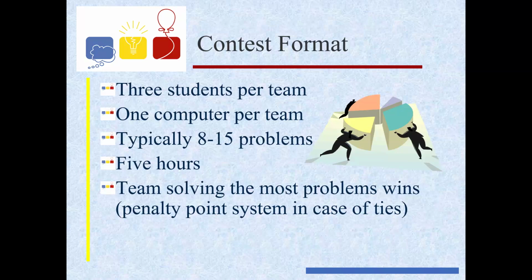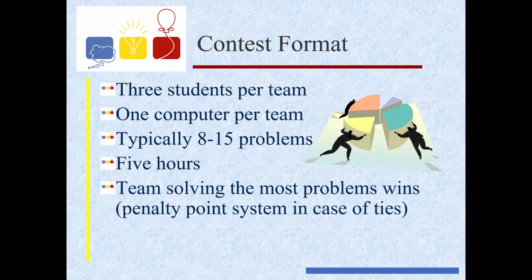The way the contest works, a team consists of 3 students, but they get only 1 computer. So part of the strategy is who should use the computer at what time. They give you a bunch of problems, say 10 problems, and you have 5 hours. The team that solves the most wins the contest. In case of ties, they have a tiebreaker, which is basically how long it took you to solve each problem and how many incorrect attempts you had.